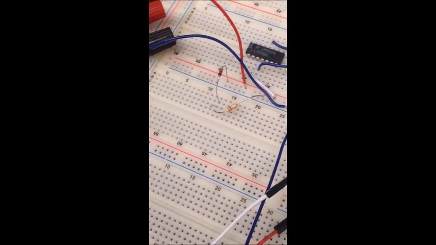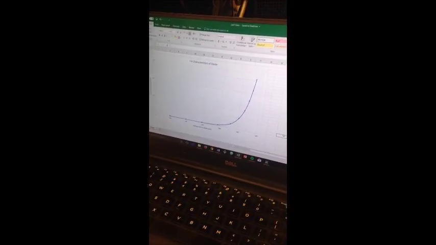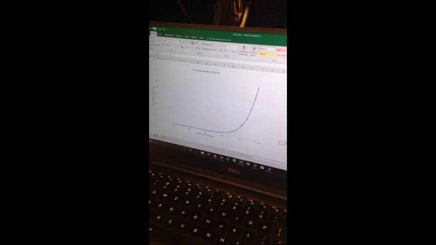And what happened was we've got this graph here, and basically what you see is that there's no current until you get to around 400 millivolts, which is just the threshold voltage of the diode, and then after that you see an exponential increase in current. So yeah, that's basically it for the IV characteristics.